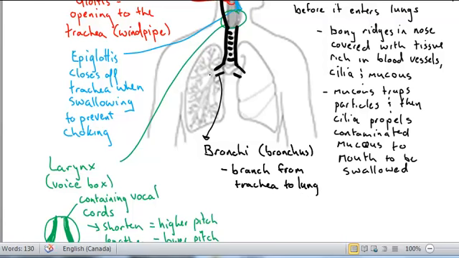And then they further divide. You see all these little divisions here, little tree branches almost. These further divisions are smaller airways, and they are called bronchioles. And there are many little branches.